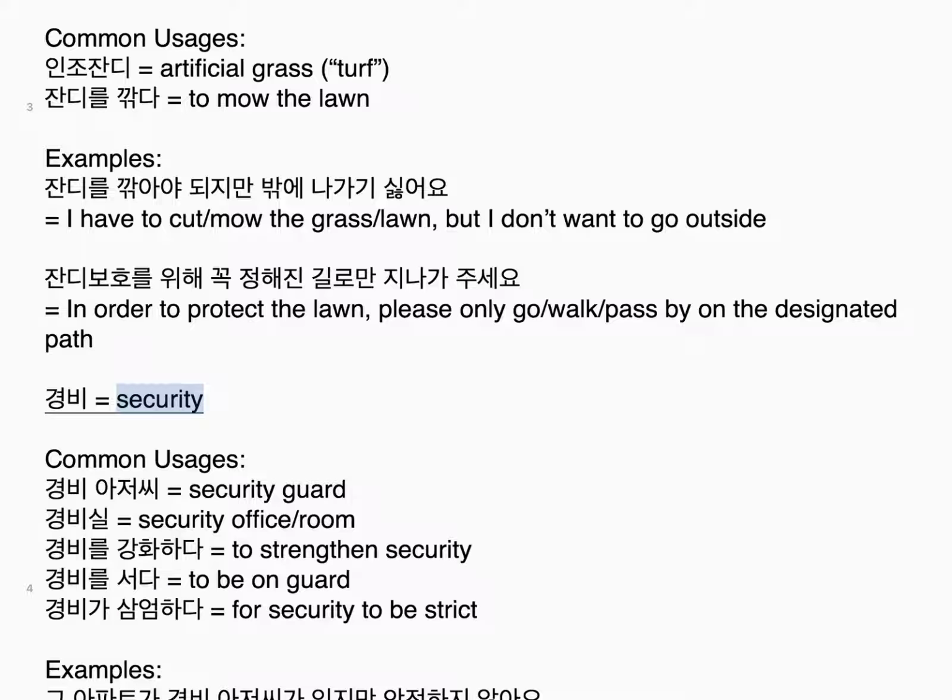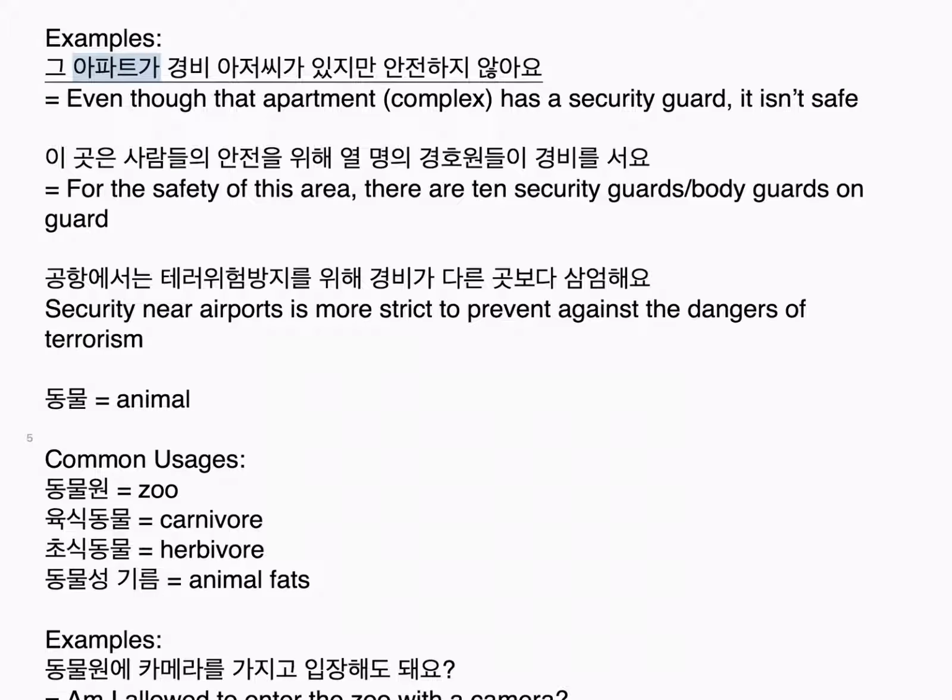경비, security. Common usages. 경비 아저씨, security guard. 경비실, security office room. 경비를 강화하다, to strengthen security. 경비를 서다, to be on guard. 경비가 삼엄하다, for security to be strict. Examples. 그 아파트가 경비 아저씨가 있지만 안전하지 않아요. Even though that apartment complex has a security guard, it isn't safe.